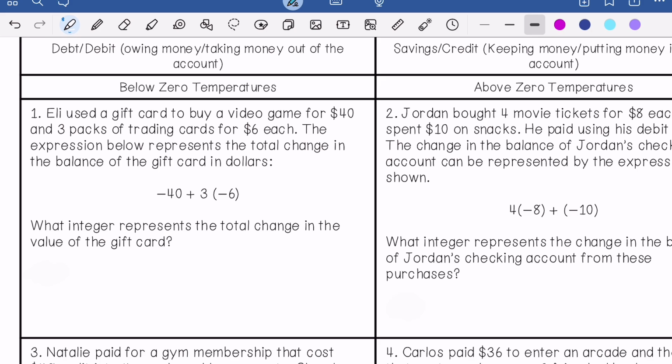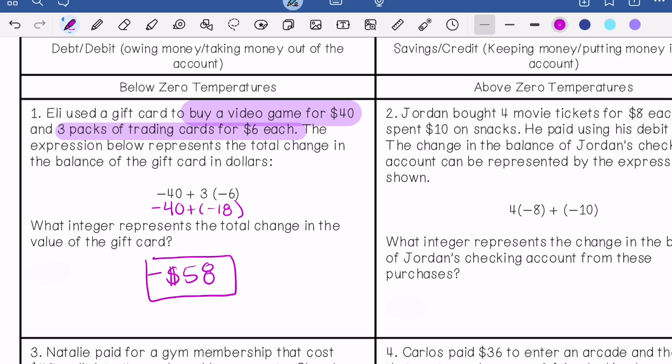So Eli used a gift card to buy a video game for $40 and 3 packs of trading cards for $6 each. The expression below represents the total change of balance of the gift card in dollars. What integer represents the total change in the value of the gift card? So we need to do 3 times -6, which is -18. 40 plus -18 is -58.